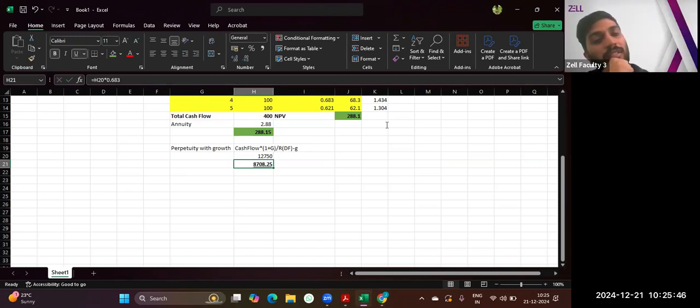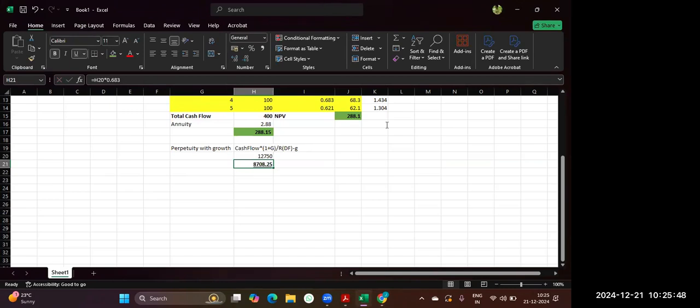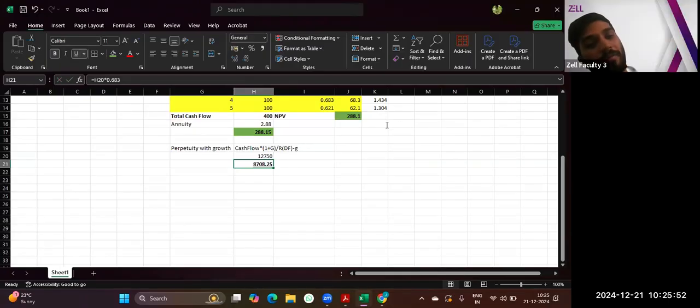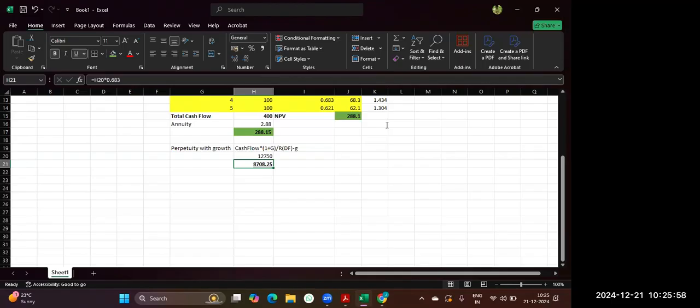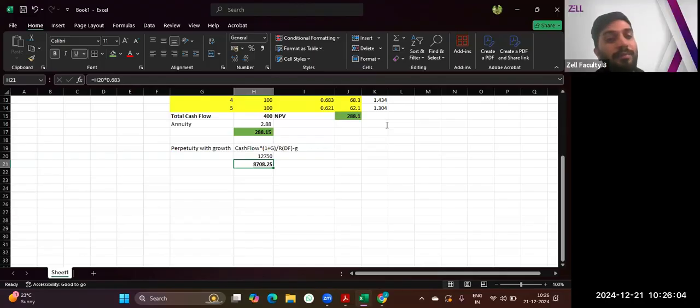I got the answer. Because when I discounted the perpetuity, I came to year 4 end. But from year 4, I need to go to year 0, right? Yes or no? Clear, everyone?